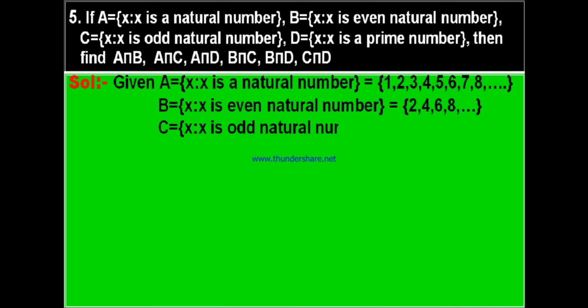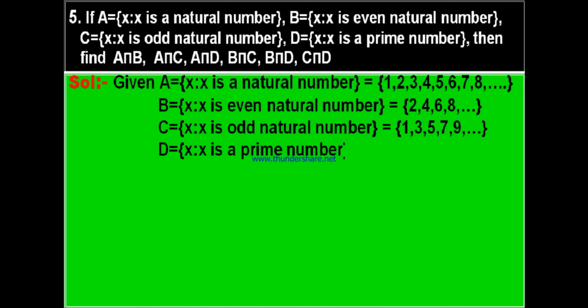Therefore, B is equal to the set 2, 4, 6, 8, 10 and so on. And C is equal to the set of X such that X is an odd natural number. Odd natural numbers may start from 1, which is equal to the set of 1, 3, 5, 7, 9 and so on. And D is equal to the set of X such that X is a prime number. The prime numbers may start from 2. Therefore, D is equal to 2, 3, 5, 7, 11 and so on. Now we got set A, set B, set C and set D in roster form. But we were given A, B, C, D in set builder form and we converted them into roster form.